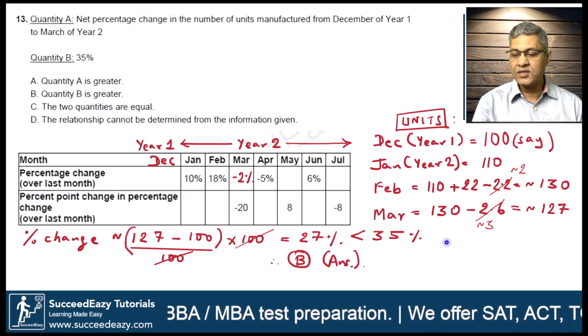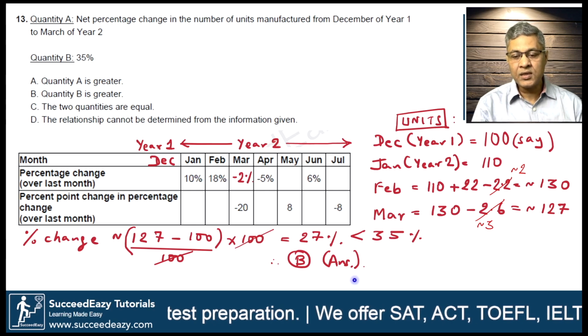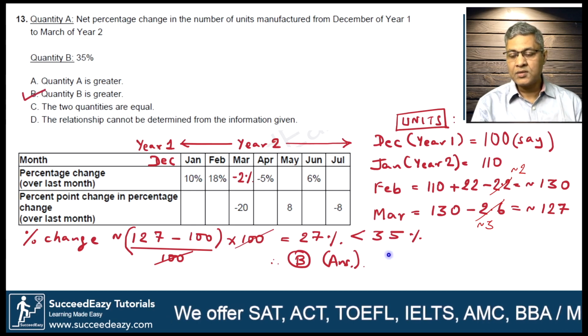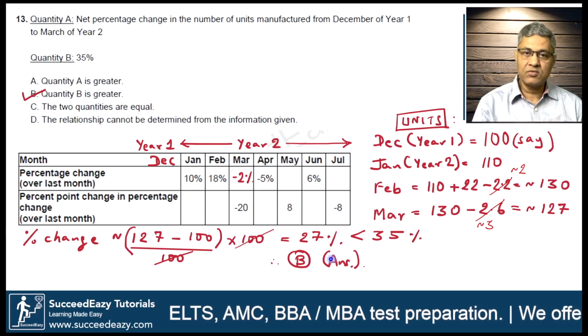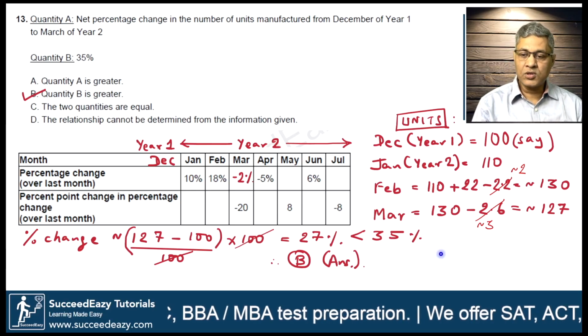It is definitely less than 35%. So our answer is clearly option B. That means quantity B is greater. 35% is greater than 27%, right? So we have solved the question number 13.